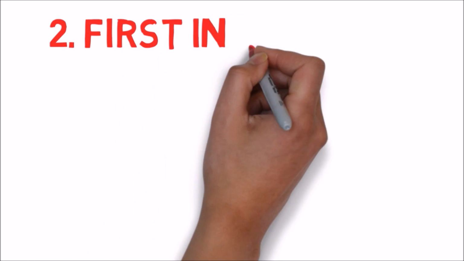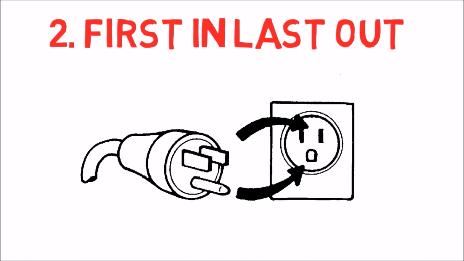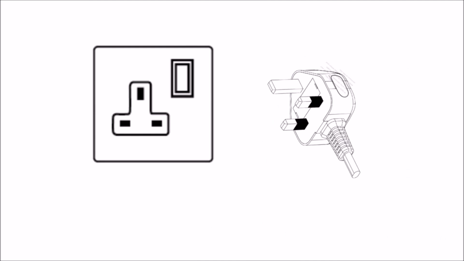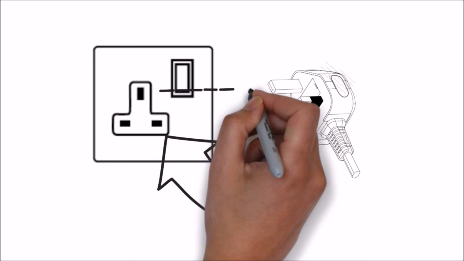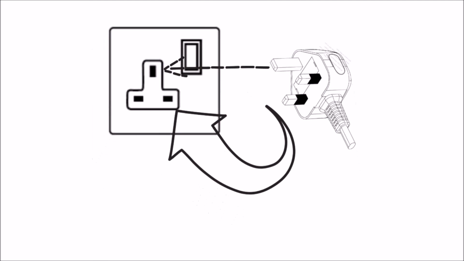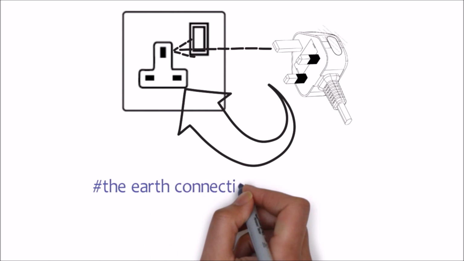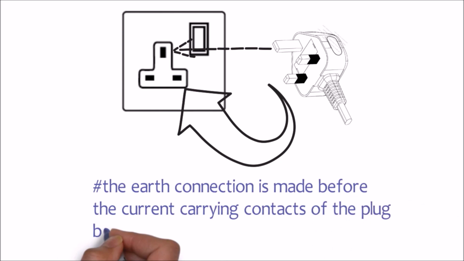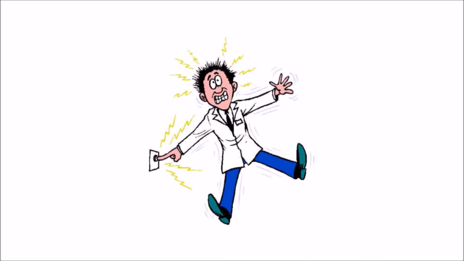The earth pin is made longer to ensure its first in, last out movement. Let's take the example of an electric iron again. When you connect the plug to the socket, the earth pin makes connection to the earth wire prior to live and neutral. And thus the earth connection is made before the current carrying contacts of the plug become live, to prevent you from any kind of electric shock.